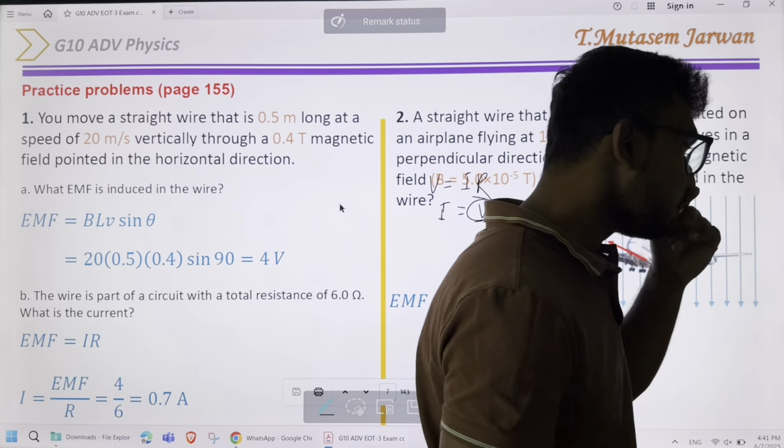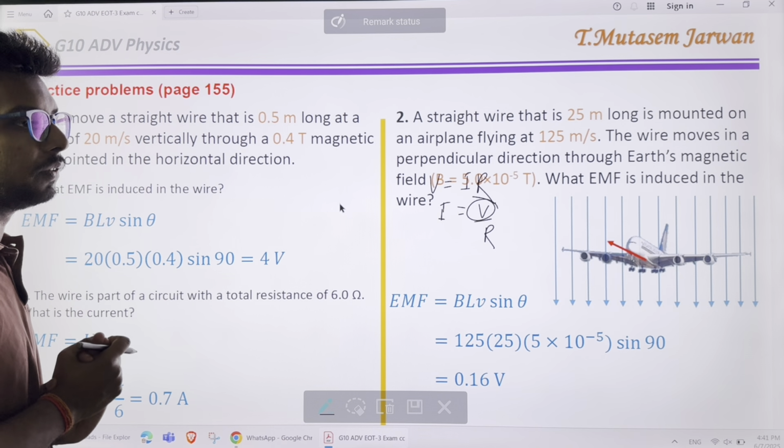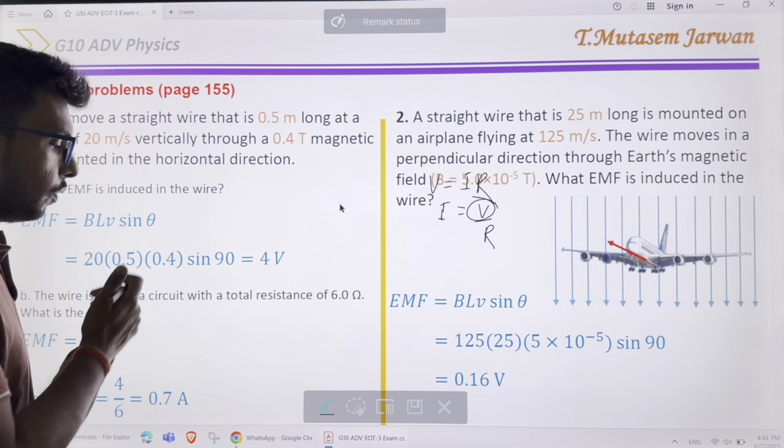Okay. You move a straight wire that is 0.5 meter long at a speed of 20 meter per second vertically through a 0.4 Tesla magnetic field pointed in the horizontal direction. What EMF is induced?